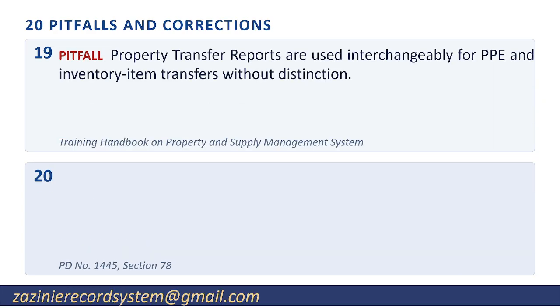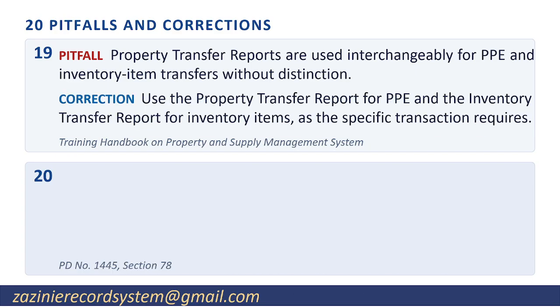20 pitfalls and corrections. Number 19. Pitfall. Property transfer reports are used interchangeably for PPE and inventory item transfers without distinction. Correction. Use the property transfer report for PPE and the inventory transfer report for inventory items, as the specific transaction requires.